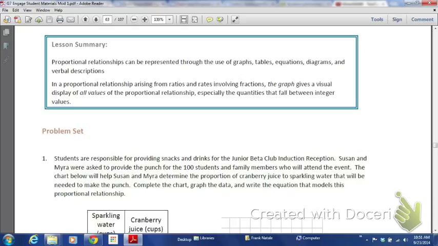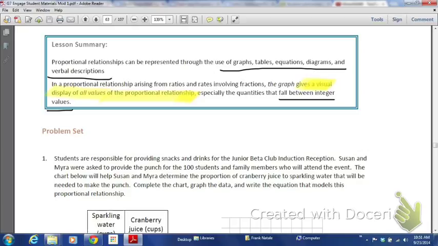Okay, our lesson summary here is that proportional relationships can be represented through the use of graphs, tables, equations, diagrams, and verbal descriptions. So we can see them through all of these things. In a proportional relationship arising from ratios and rates involving fractions, the graph gives a visual display of all values of the proportional relationship, especially the quantities that fall between integer values, whole numbers. But again, it is not as useful as having an equation at the ready.